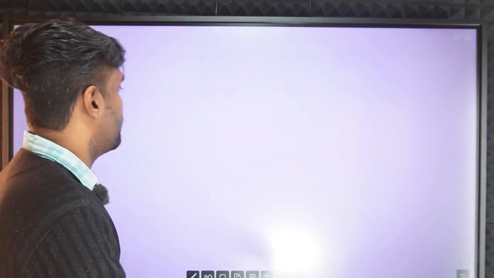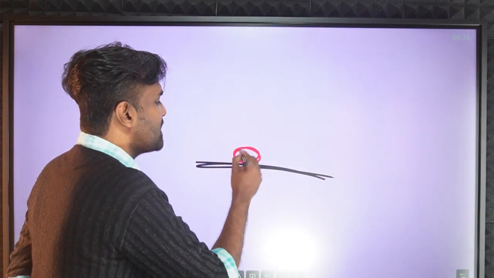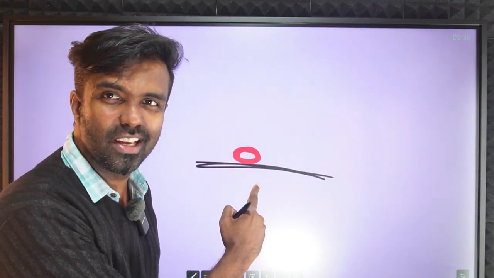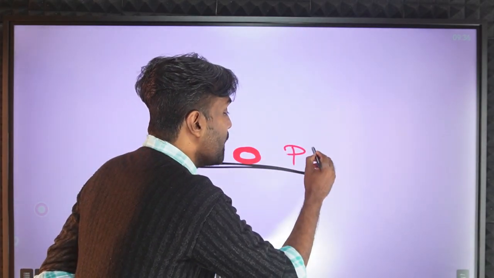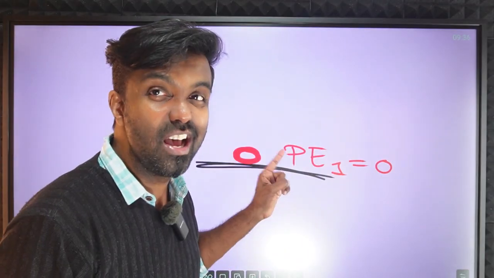Just listen to me here. Initially the object lies on the ground. Since the object lies on the ground, its initial height is 0. That's why the initial potential energy will be 0, because it lies on the ground.